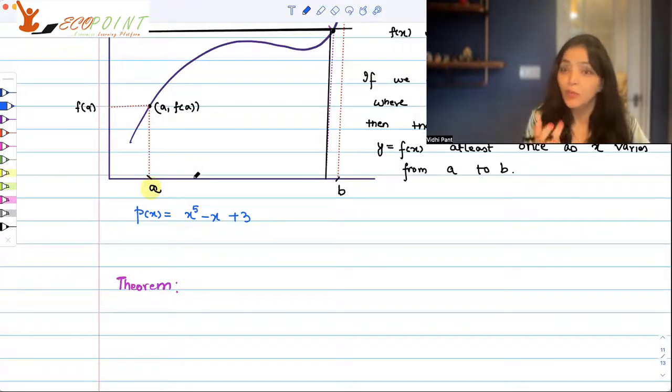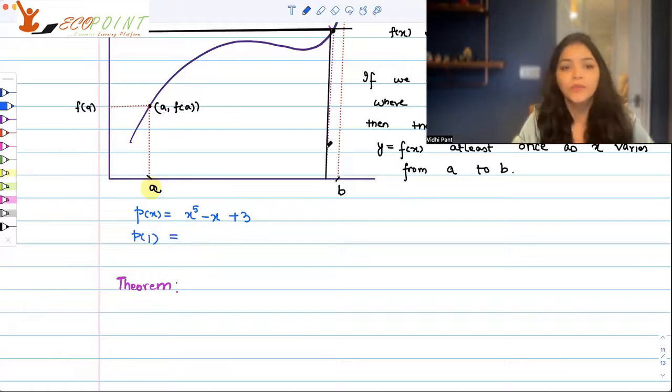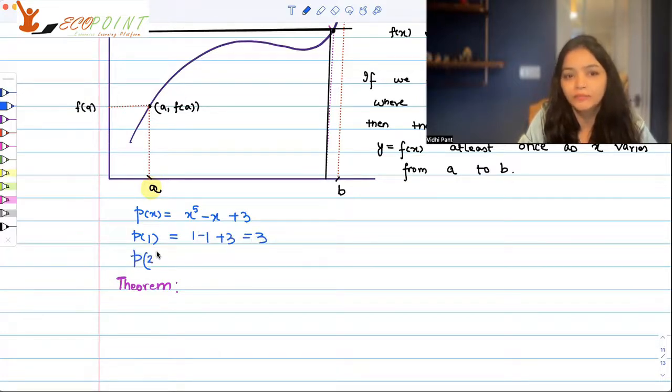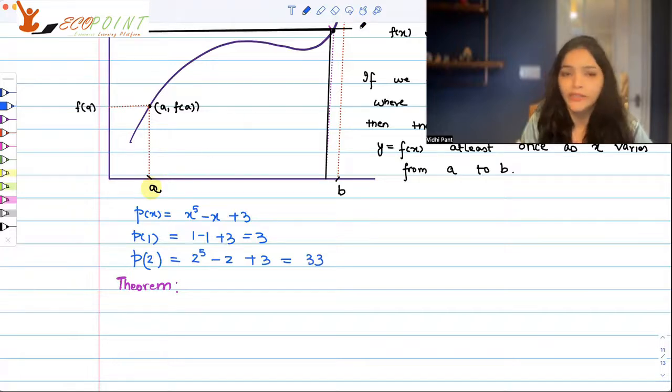Let's make it look a little more practical. So let's take a polynomial. Polynomials are always continuous, right? So it's a continuous function, x to the power 5 minus x plus 3. So P(1), when you put the value of x as 1, you will get 1 minus 1 plus 3. So it's 3. P(2) is equal to 2 to the power 5 minus 2 plus 3. That's going to be 33. Okay. So what is the intermediate value theorem in terms of this polynomial?